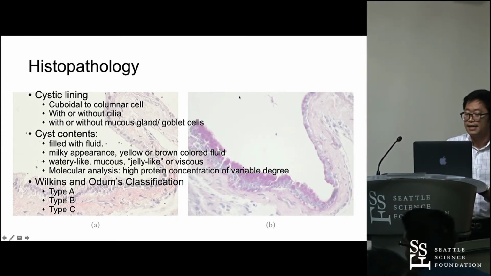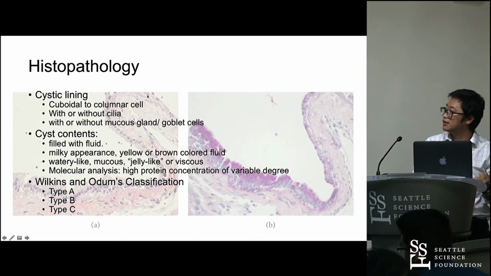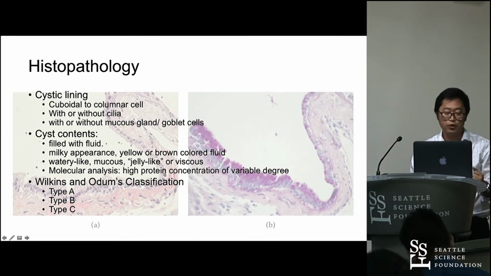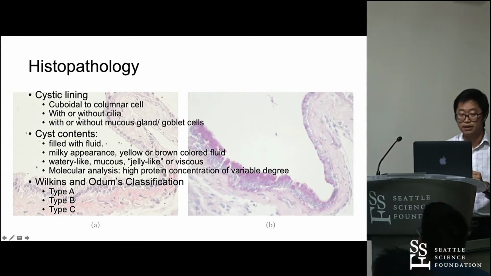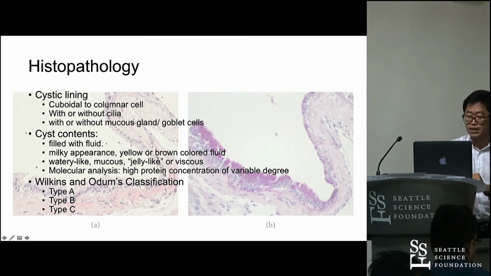Neurenteric cyst has some characteristics. It has a cystic lining of cuboidal to columnar cells, with or without cilia, and with or without mucus or goblet cells. If we refer to the histology, it is very similar to our respiratory epithelium and gut lining mucosa. The cystic content is very variable. It could contain clear fluid, or yellow to brown fluid. And molecular analysis has shown high protein concentration and fat concentration.